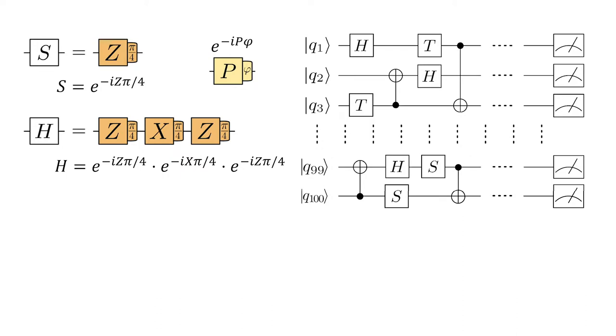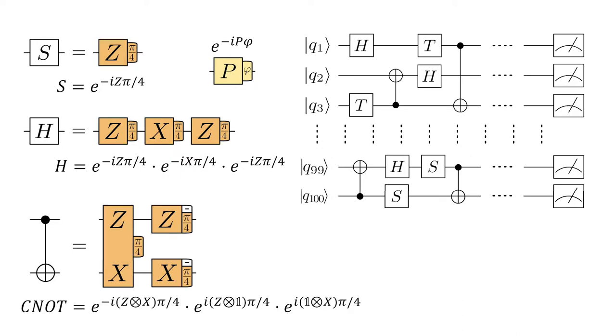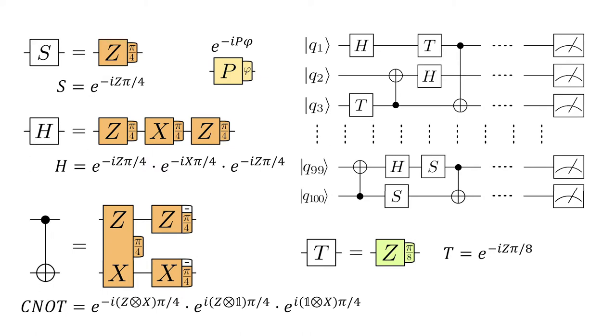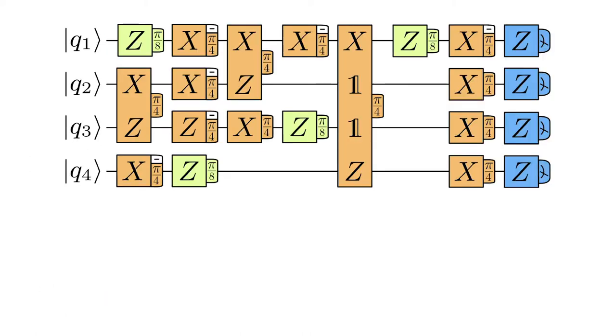pi over 4. The CNOT gate is also a Clifford gate, so it can also be expressed in terms of pi over 4 rotations, but it's a 2-qubit gate, so it involves this 2-qubit rotation here, z times x pi over 4. So this big box means that the Pauli operator is z times x. And then there are two single-qubit rotations, z minus pi over 4 and x minus pi over 4. And finally, the T gate is a z pi over 8 rotation. So a generic 4-qubit circuit could look something like this.